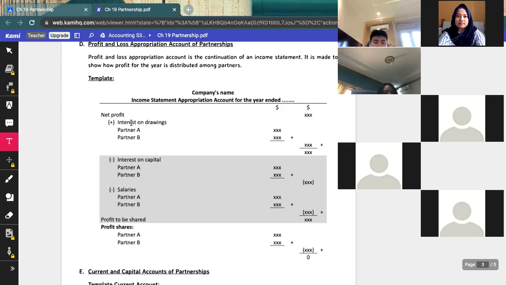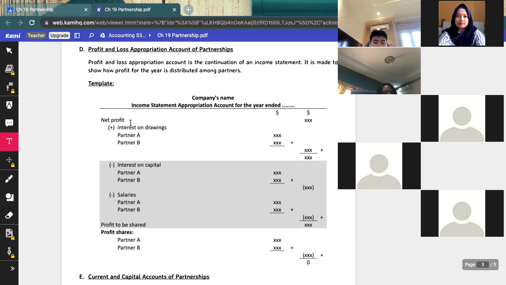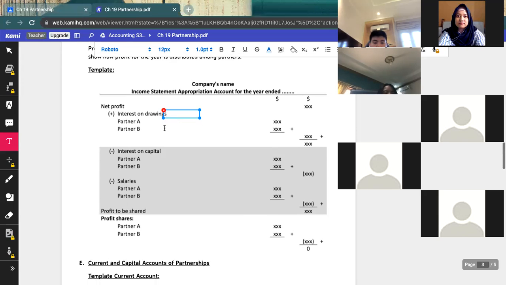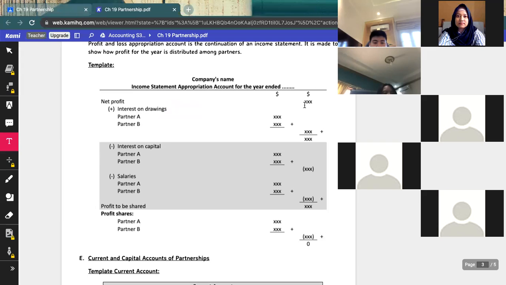And then you will add interest on drawings, if any. Yeah. Interest on drawings, if any, between partner A and partner B, you should add them. And then this interest on drawings will be added to net profit. Why is it added? Because interest on drawings, just like I said before, is like an income to the partnership, but it is like an expense to partners. Yeah, since we are from the point of view of the partnership, we will add interest on drawings, because it will increase the net profit.